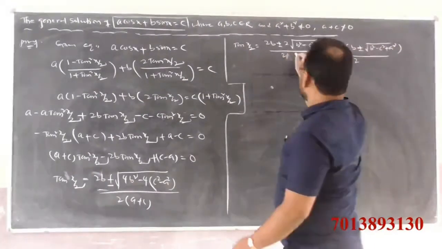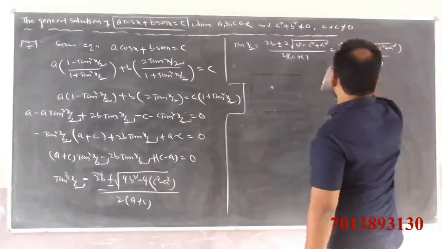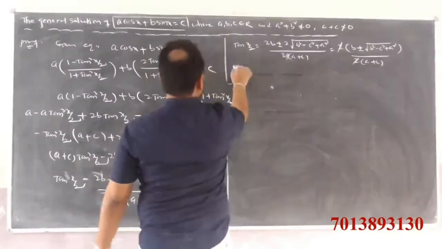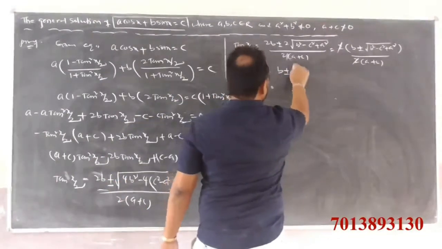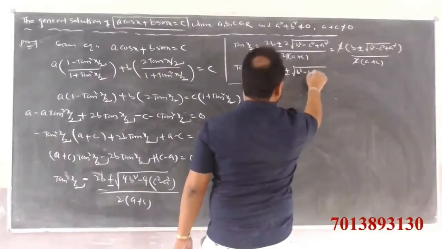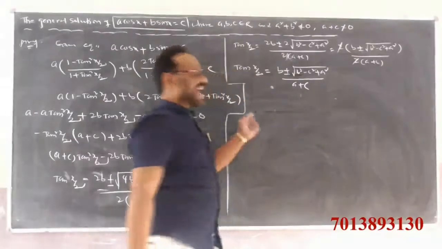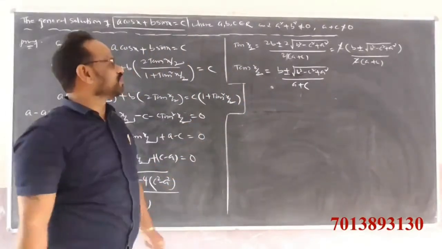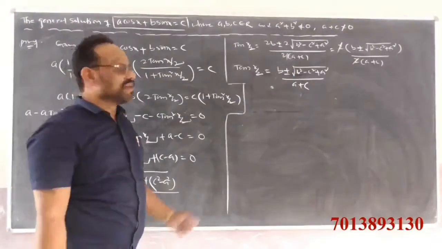And the denominator is nothing but 2 times of a plus c. Clearly, 2 and 2 get cancelled. So tan x by 2 is equal to b plus or minus square root of b square minus c square plus a square by a plus c.